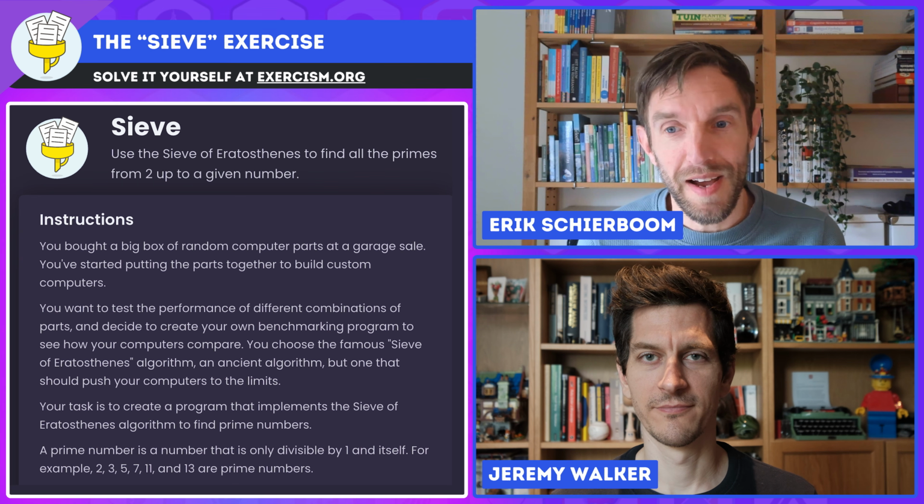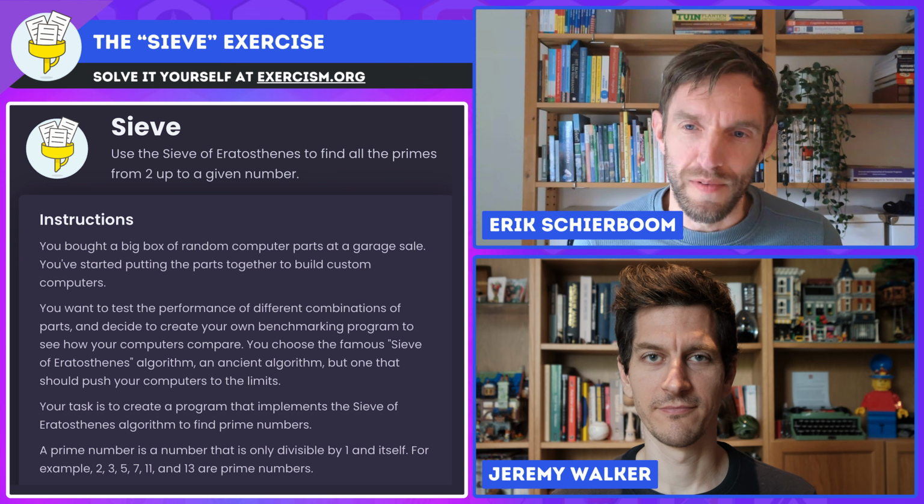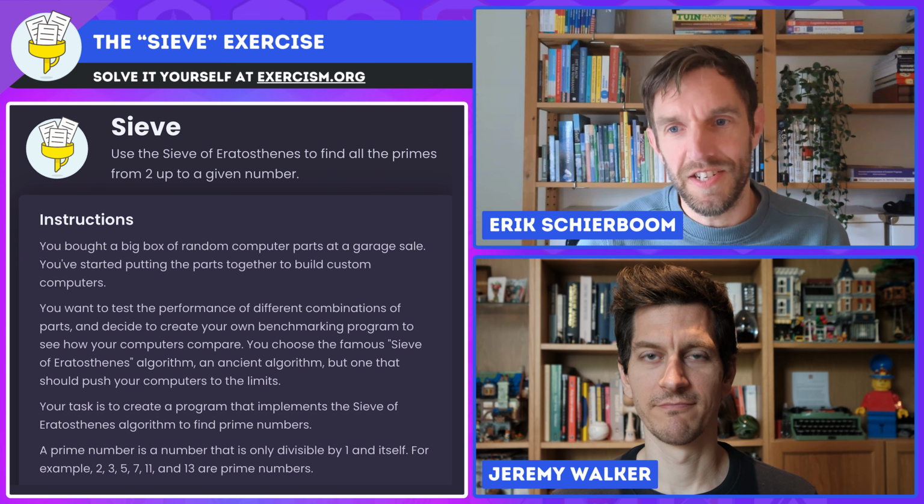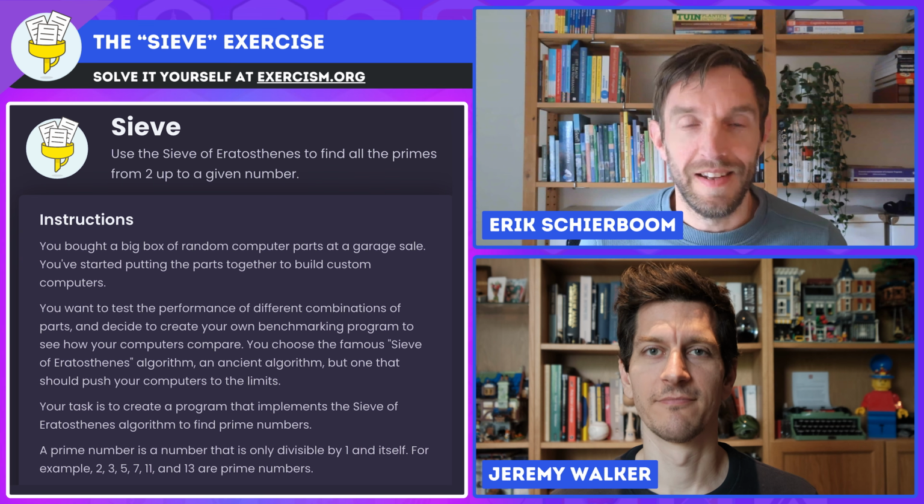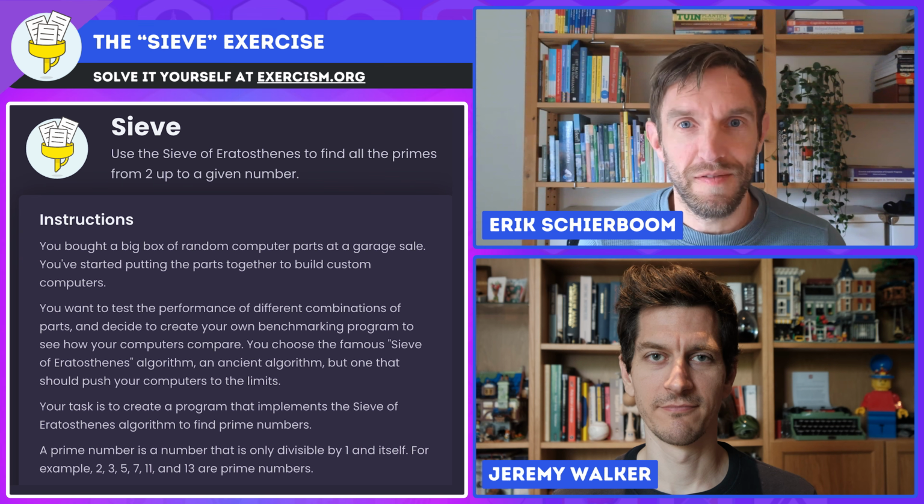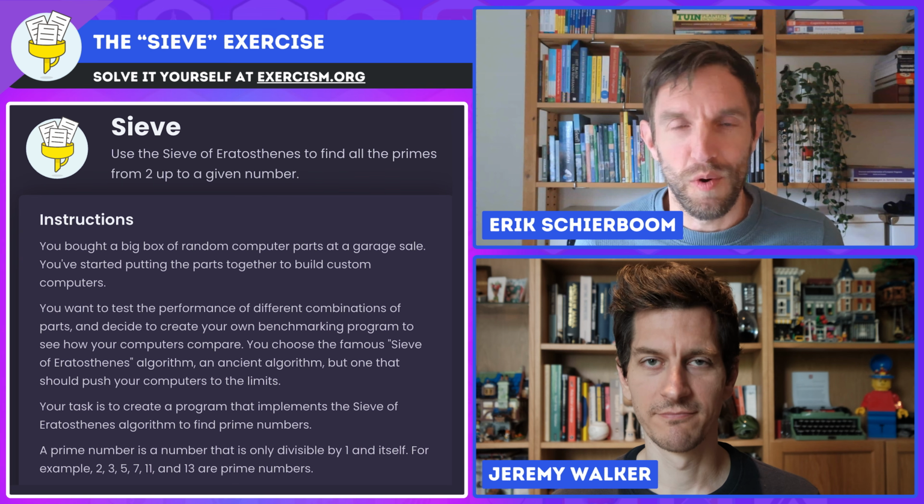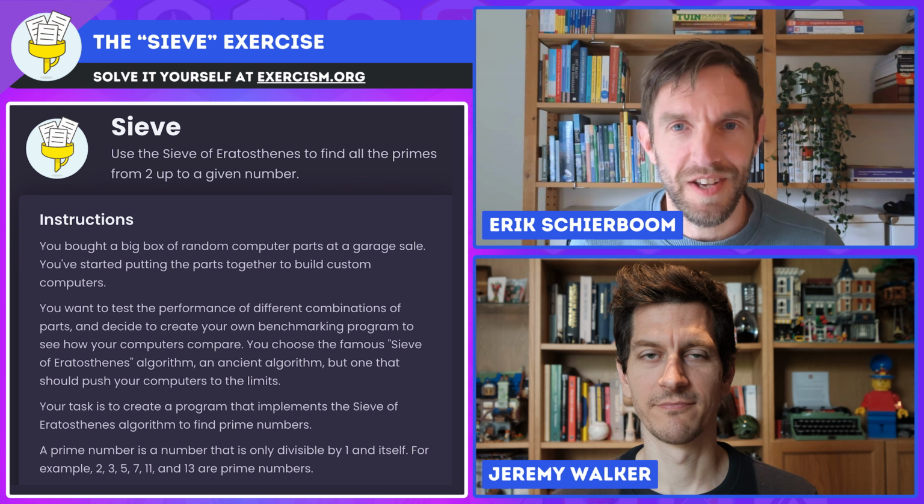So then we get 5, which isn't crossed off. We found another prime, crossing off all the multiples, which is just 10 in this case, etc., until we reach the end. And then at the end, we can just find all the primes by looking at what is not crossed off. So that will be 2, 3, 5, and 7 in this case.